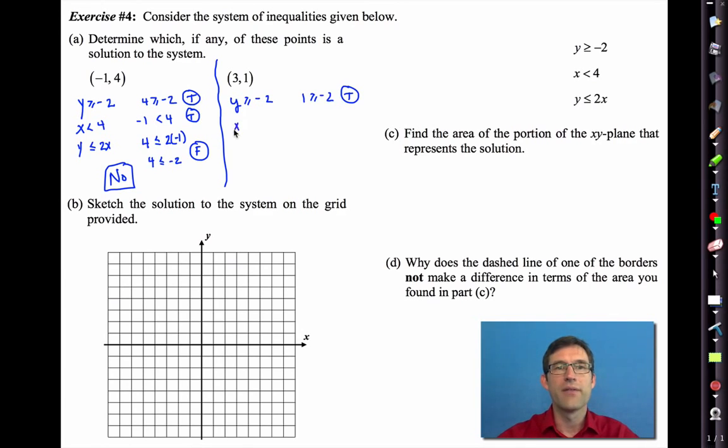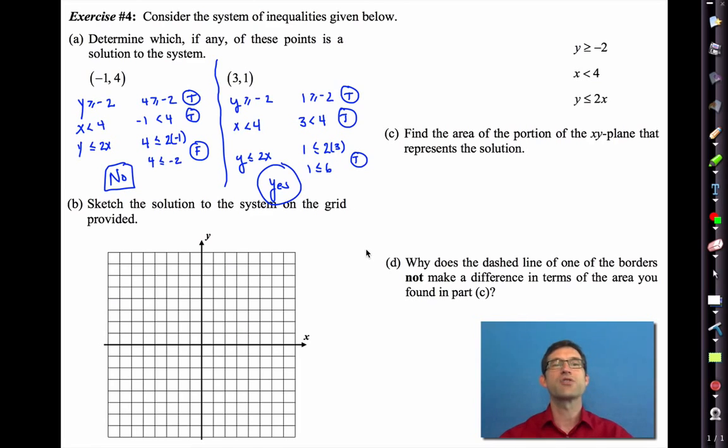All right, then we have x is less than 4. That's 3 is less than 4. That's certainly true. And y is less than or equal to 2x. That would give me 1 is less than or equal to 2 times 3, or 1 is less than or equal to 6, and that's certainly true. So yes. So when I eventually am asked to graph this thing, well, we know that the first point won't be in the solution and the second will.